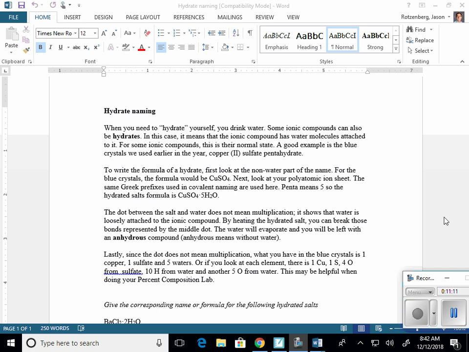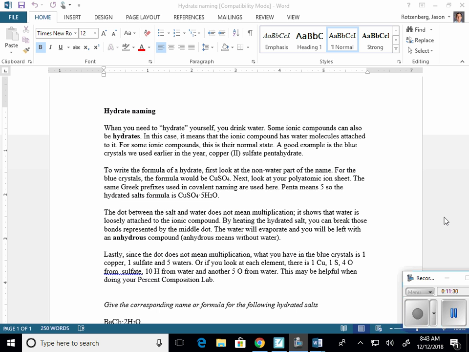This is us trying to tie one of those last loose ends in order for us to do that. So the first paragraph is just talking about the fact that when you hydrate yourself, you're taking in water. That is a term that people are familiar with. Well, some ionic compounds are hydrates. That means that they have water attached to them.